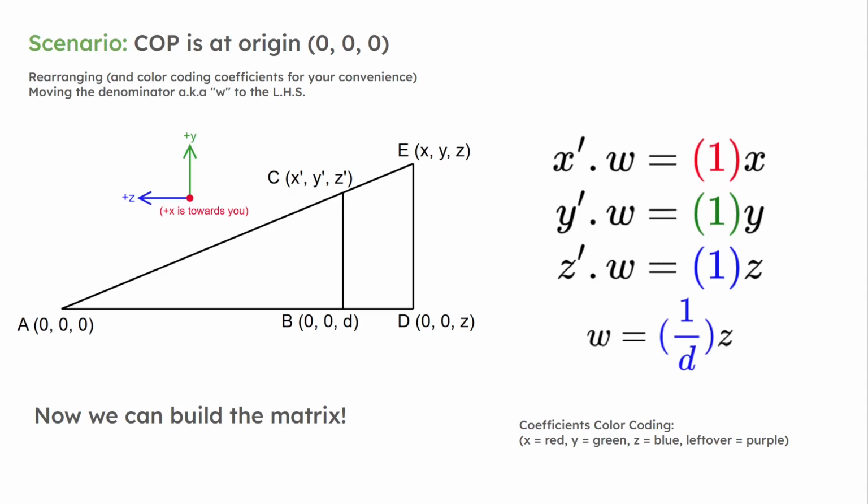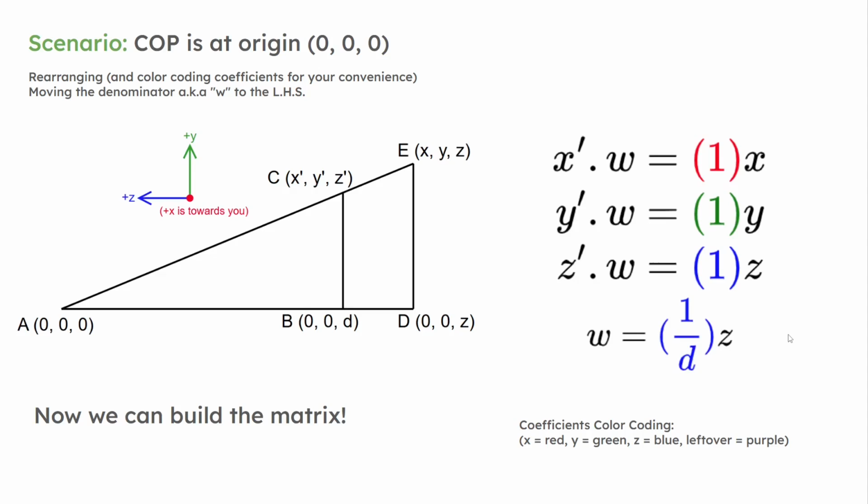So before we do that, for your convenience, I have color coded each of the term coefficients with a specific unique color. So the x component coefficients are labeled red, y is green, z is blue. This is also a z term, so it is also blue.